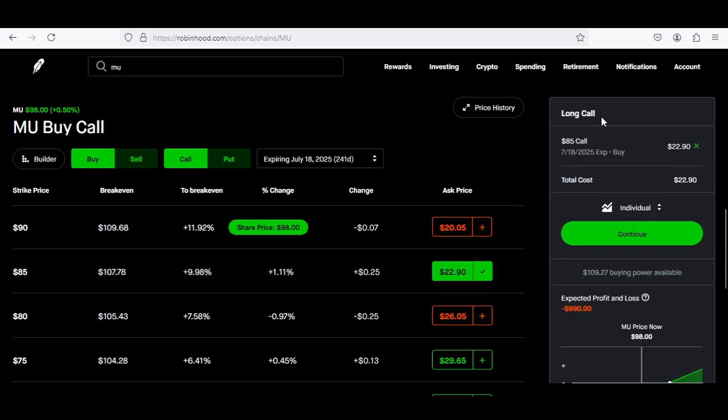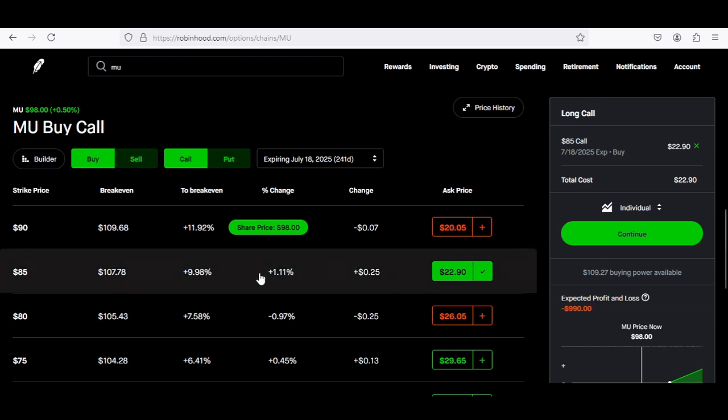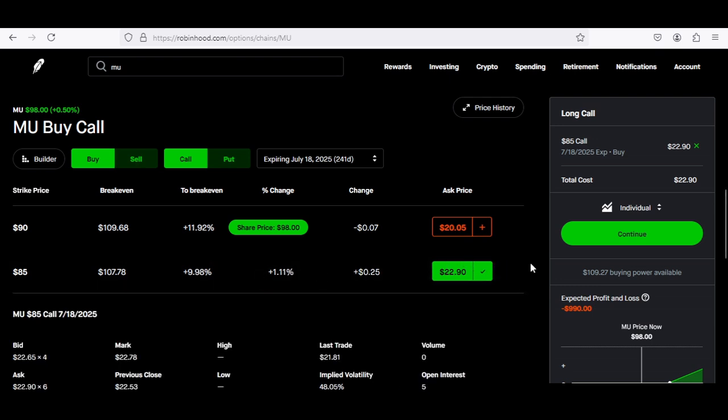And if you see to the top here, it says a long call or a LEAPS option. Now, why did I choose the $85 strike price? Well, in order to answer that, we're going to go ahead and click into the strike price, and that's going to open up the Greeks.